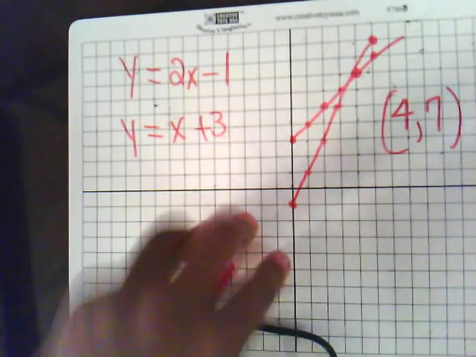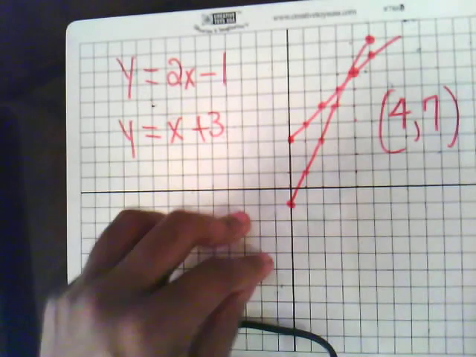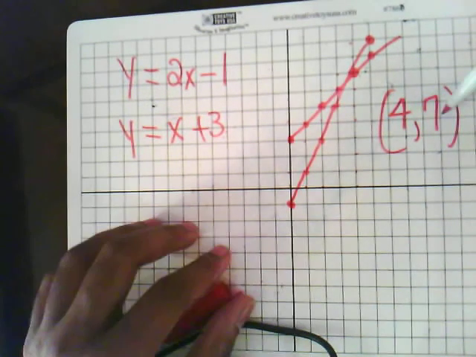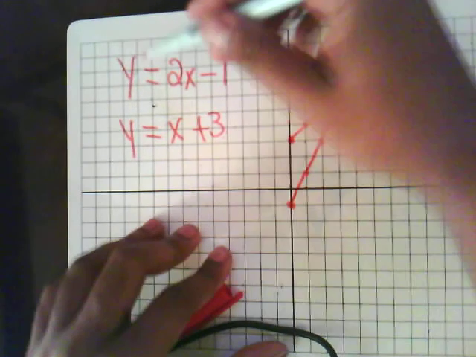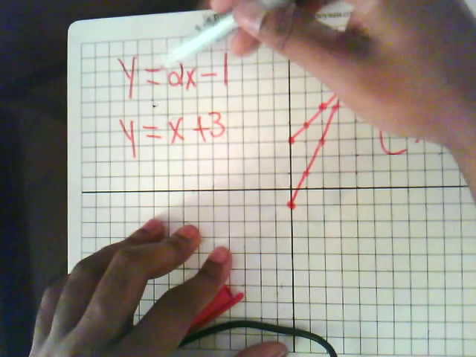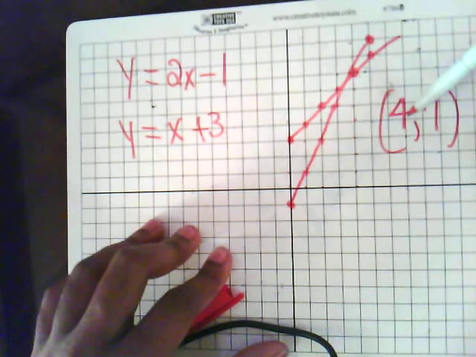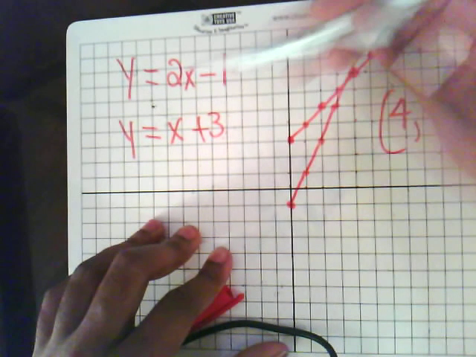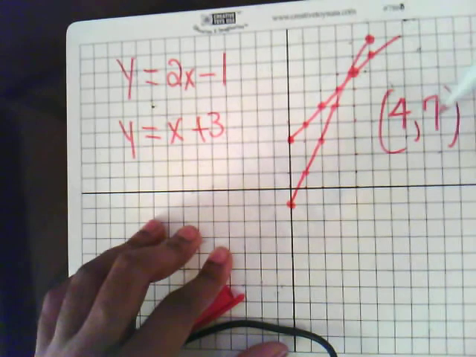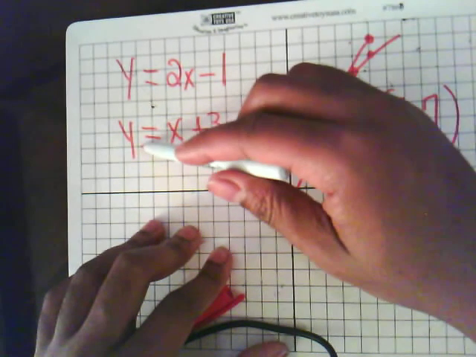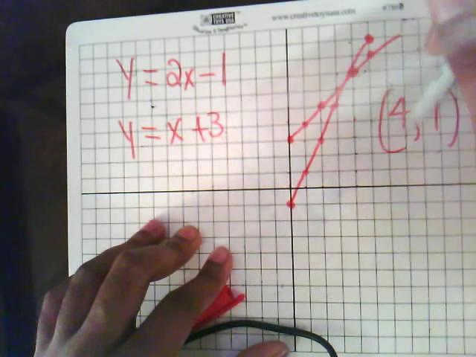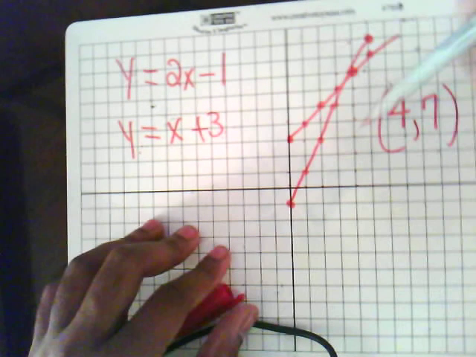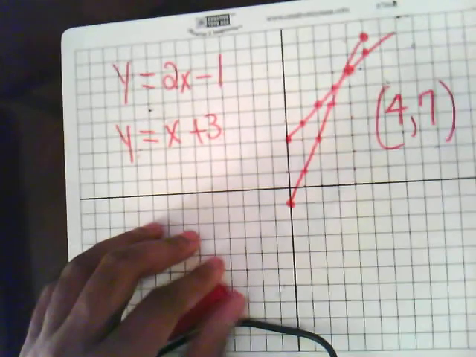Now, you could also check this by simply plugging it back in. So here we will have 7 as our y. 7 equals 2 times x, which is 4. So 2 times 4 is 8, minus 1 is 7. So that would be correct. We can check this one, put in 7 here, replace the x with 4, and 7 equals 4 plus 3, which is 7. So that's how you know your answer is correct.